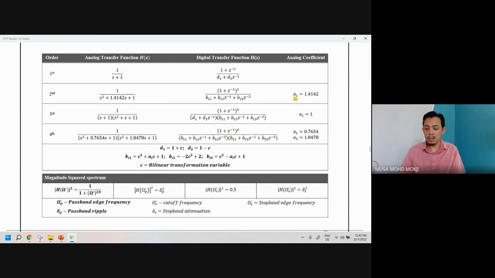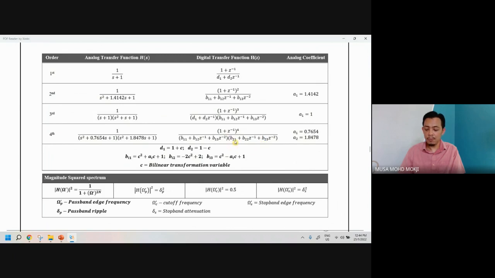So this is the A1. The A1 here is 1. Why is this actually 1? Because this is 1. So everything is there. And for all the equations, what is D1, D2, B11, B12, B13, because we have a second set, this is actually B21, B22, B23. So we have that.